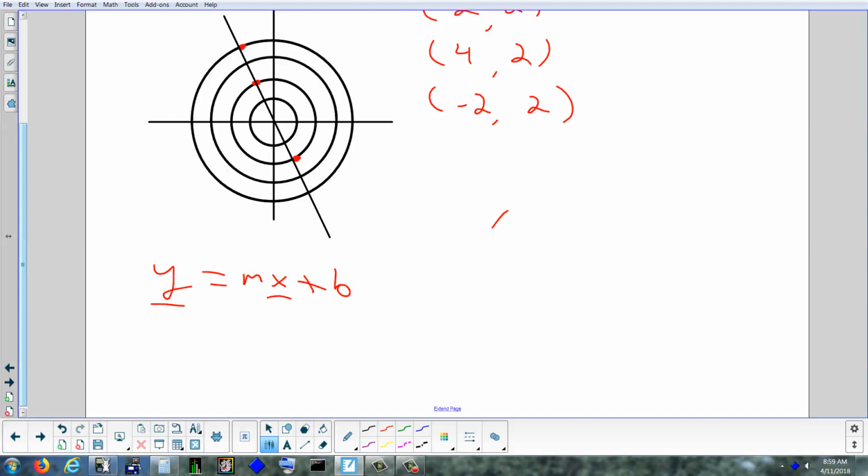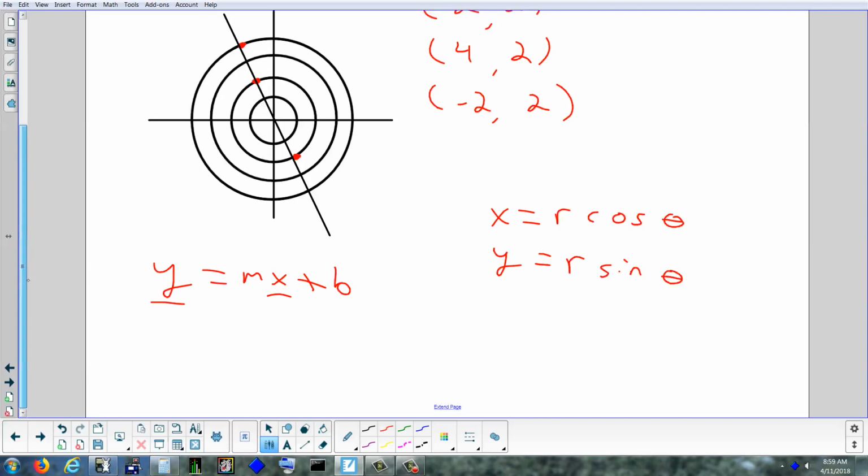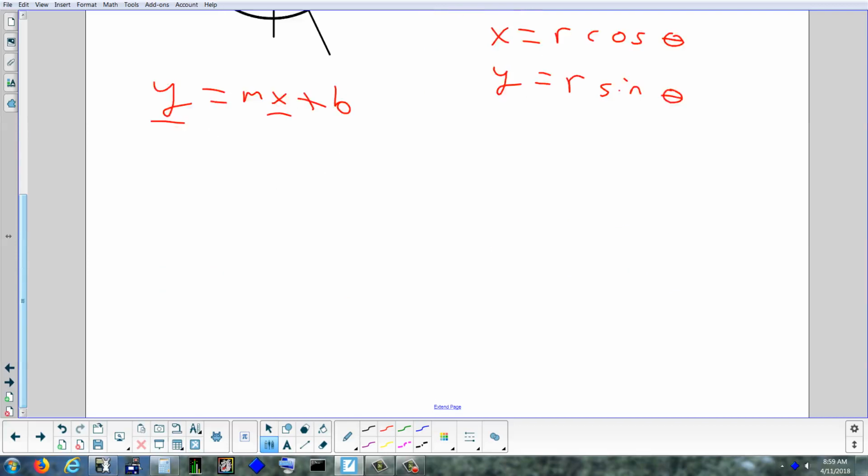Does anyone remember from earlier when we talked about converting a point? We had 2 formulas, one to convert the x, one to get the y. Does anyone remember what x equals? Actually, this wasn't rectangular to polar, this was polar to rectangular. X was r cosine theta. And how about y? R sine theta. So now, if we make those 2 substitutions, we can get the equation of a line in polar.